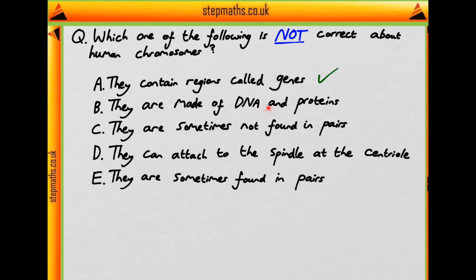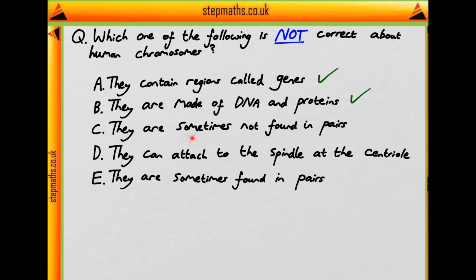Next, they are made of DNA and proteins. So we know this is also true, as human chromosomes are composed of DNA wrapped around certain proteins. And what are these proteins called? Histones. So human chromosomes are composed of histones with DNA wrapped around them. So this is also true, so this is not our answer.